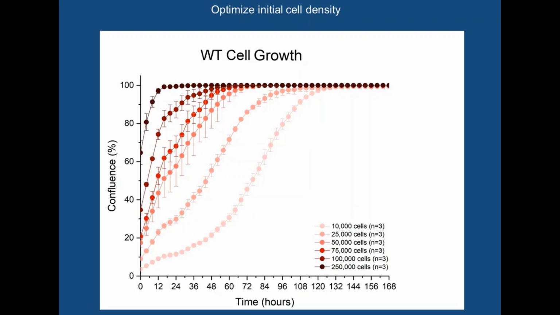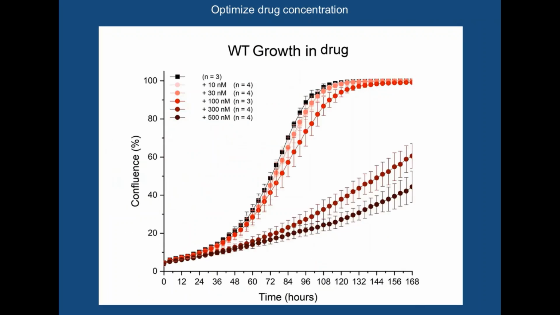The first step that we need to do is to figure out what the initial cell density for an experiment is. For different cell types and different growth rates, it's important that we begin with the right cell number. And I think you can see here, in a period of what turns out to be about a week, 160, 170 hours, we're able to determine on a pretty broad scale what is an optimal density for this particular cell type. The same is true for optimizing our drug concentrations.